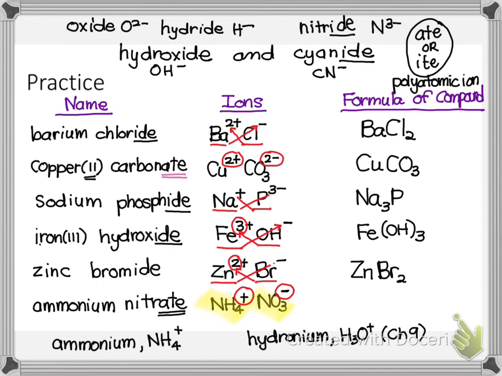So I need 1 ammonium, so I write NH4. And I need 1 nitrate, so right next to it, I write NO3. No parentheses, no spaces. And at first, when you're first learning, it just looks like a bunch of letters. But once you know what ammonium and nitrate is, that's what you see when you look at it.